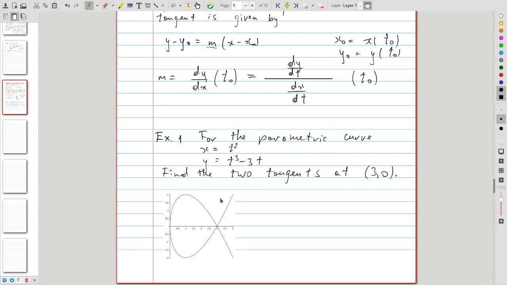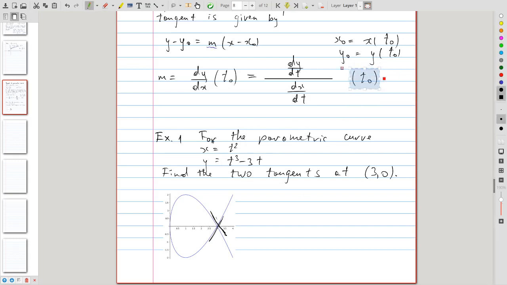And so I'm going to go ahead and try to determine the equations of these two tangents. As I just mentioned, there are two tangents. One will look somewhat like this, and the other will look somewhat like that. One has positive, another has negative slope. So to begin with, to determine the slope, I need the value of t0.